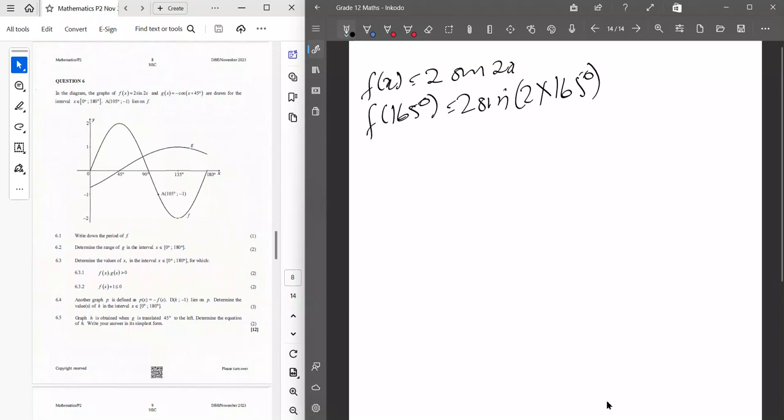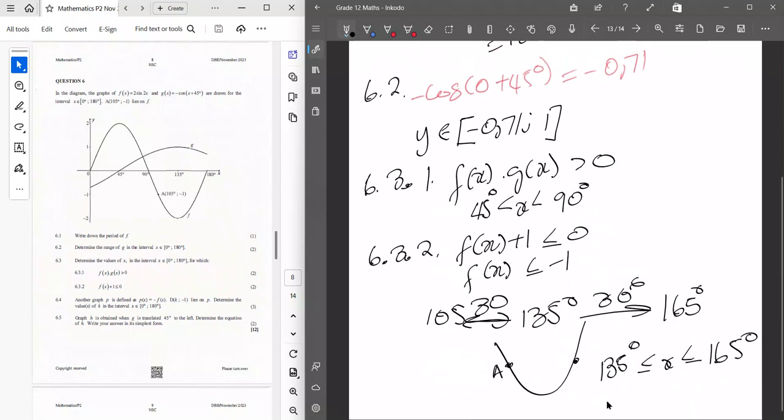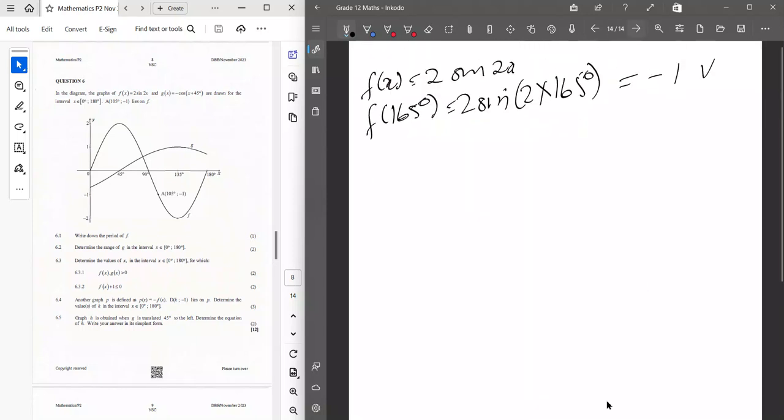2 sine 2 times 165. What did you get? You got -1, isn't it? You got -1, all right? So it means what we found is very correct, all right? It's very correct. So this is our answer. Happy? Perfect.